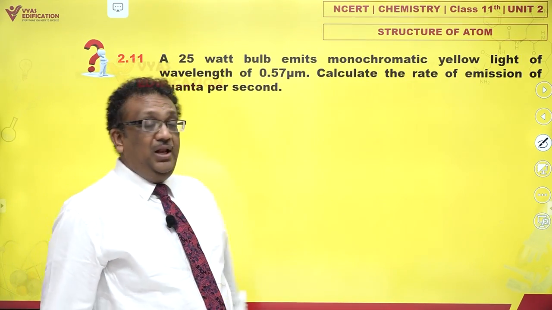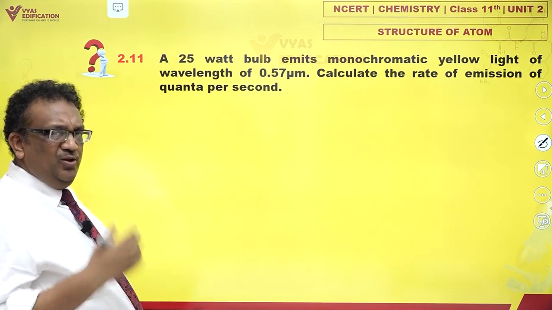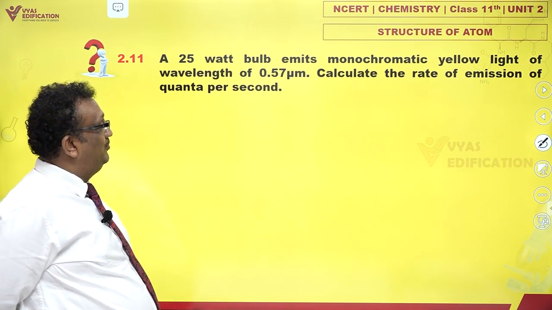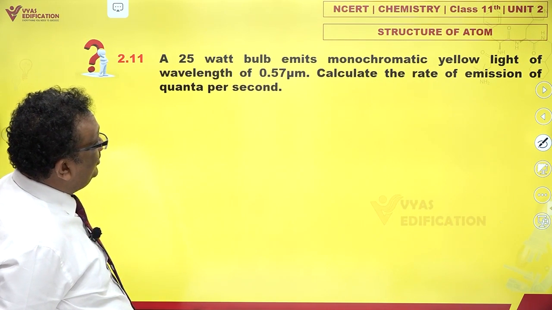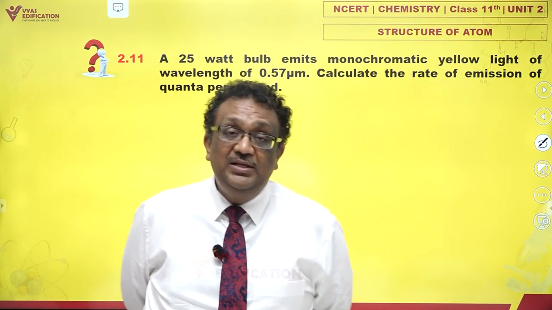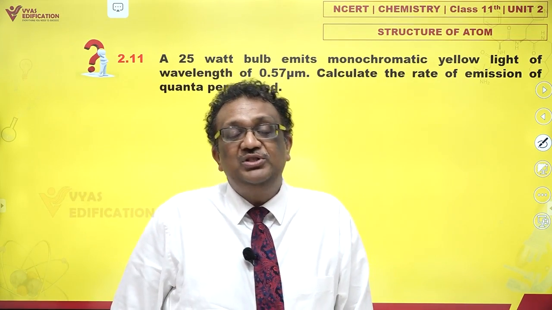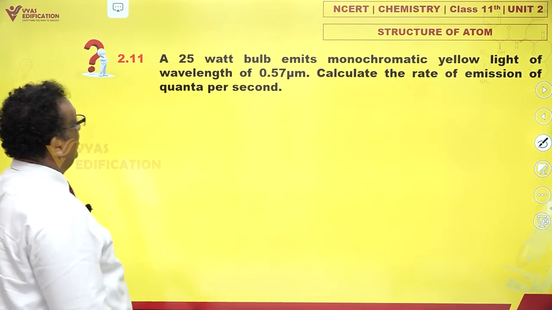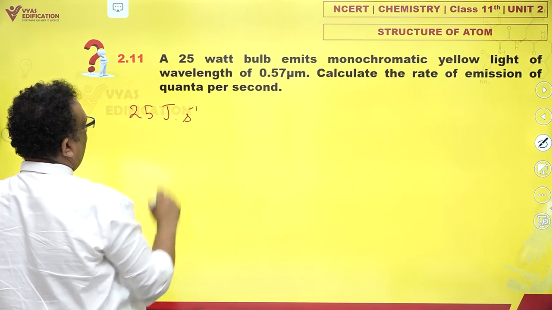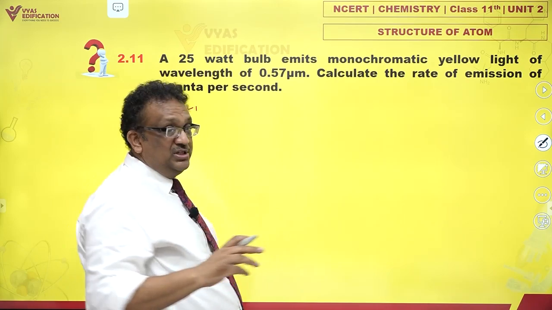A 25 watt bulb contains a monochromatic, which means it has the same wavelength, all photons are the same, yellow light of wavelength 0.57 micrometers. Calculate the rate of emission of quanta per second. What does that mean? It means what is the number of photons emitted per second. Now, 25 watts means 25 joules per second. Fine. So this 25 joules is the total energy.